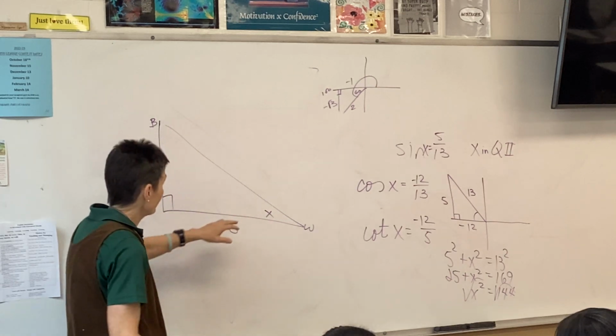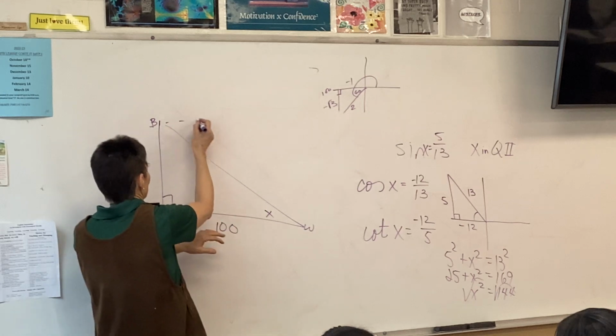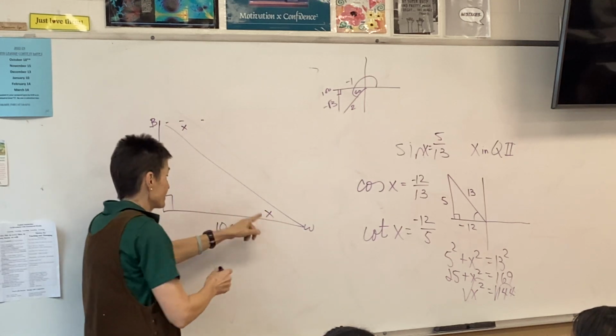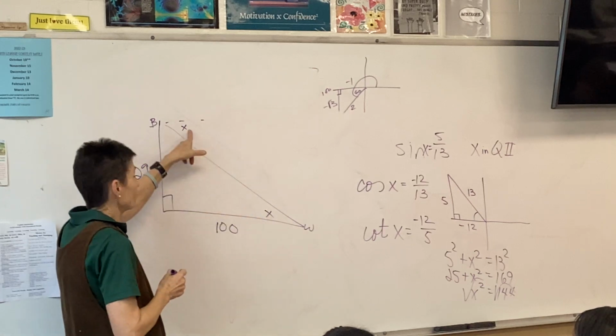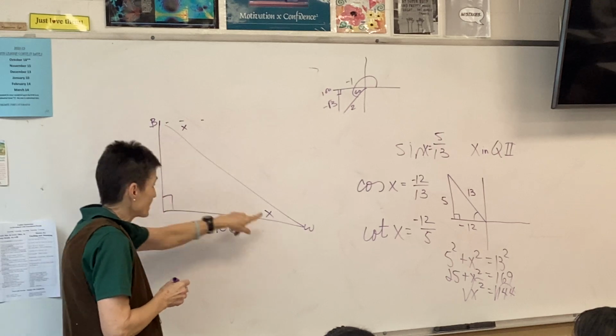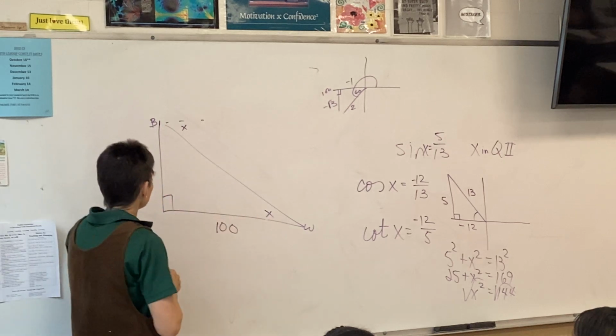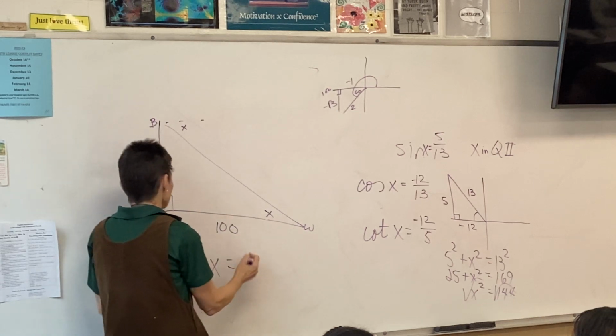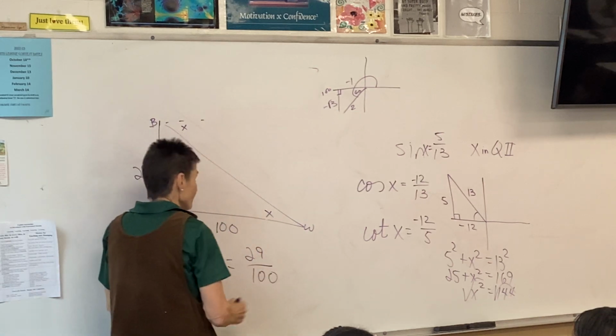Remember, angle of depression, angle of elevation are the same. We always mark it here because that's in the triangle. That is never in the triangle. This is never x. Never. That's x. So what function do I have here? So tan x equals 29 over 100.